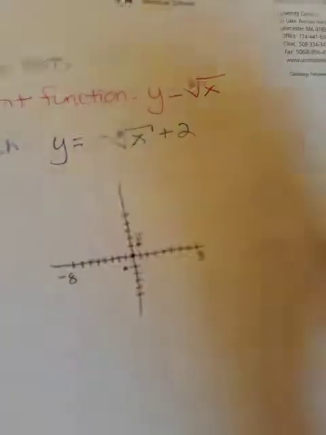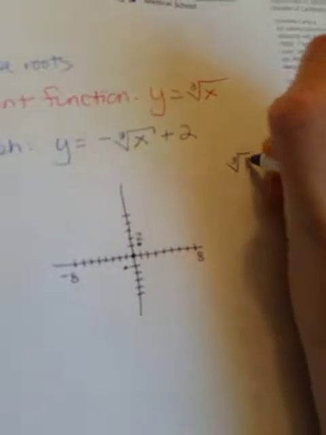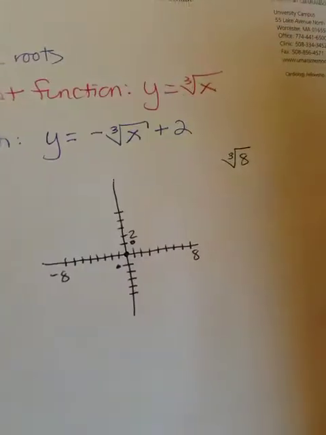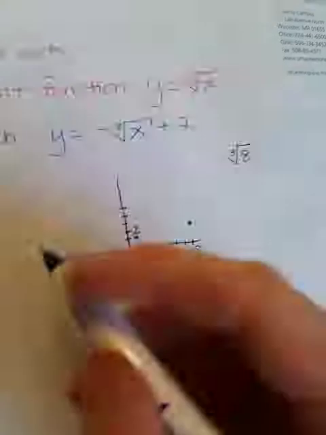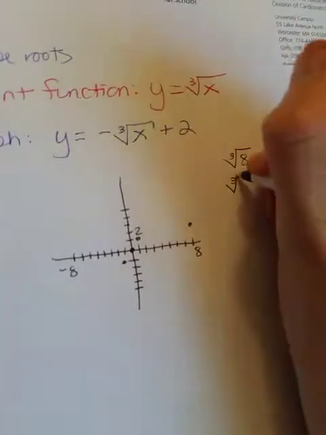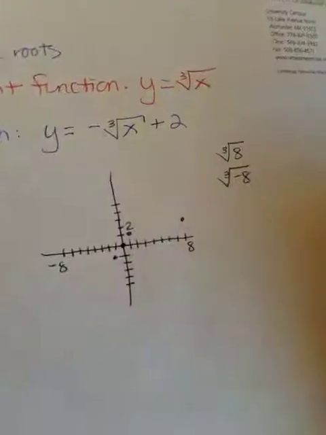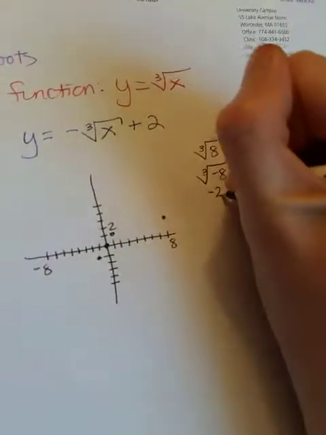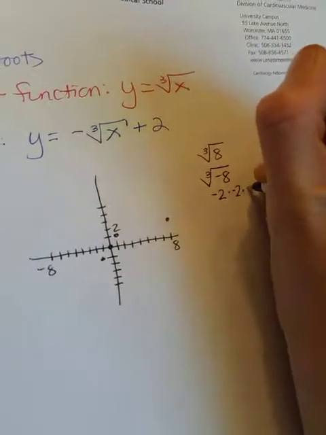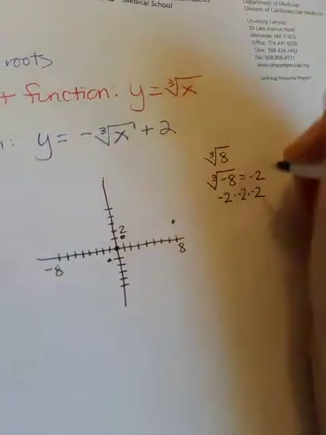What is the cube root of 8? That means what number times itself 3 times gives you 8? And you should tell me 2. Same thing with negative 8. What's the cube root of negative 8? It's not no solution. What number times itself 3 times gives you negative 8? Negative 2 times negative 2 times negative 2. So it's negative 2.